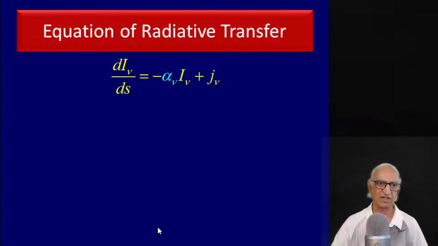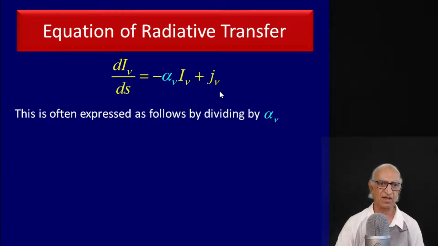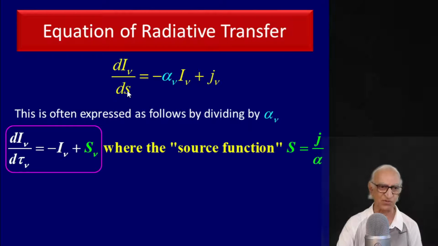Now let us go back to the equation of radiative transfer which I introduced. dI nu by ds is minus alpha nu I nu plus j nu. This is the absorption by the medium, this is the emission by the medium. Very often, this differential equation is written differently by dividing both the left-hand side and the right-hand side by alpha nu. Because if I divide by alpha nu, I will have alpha nu ds, which is d tau nu. Therefore, this differential equation can be cast in this form.